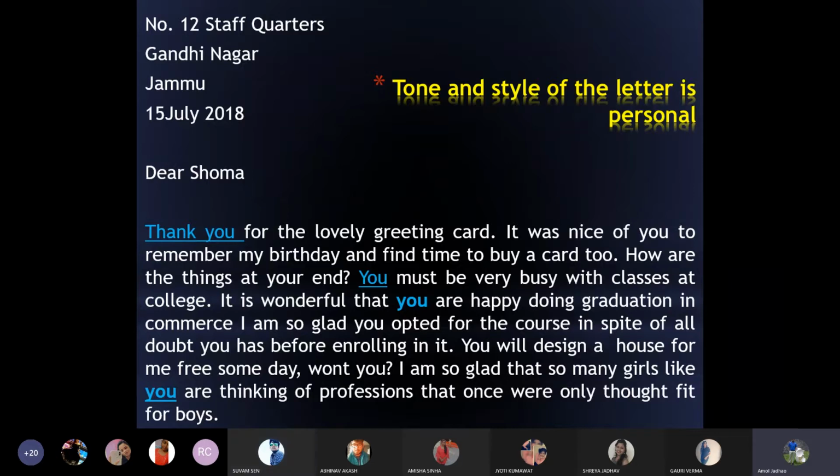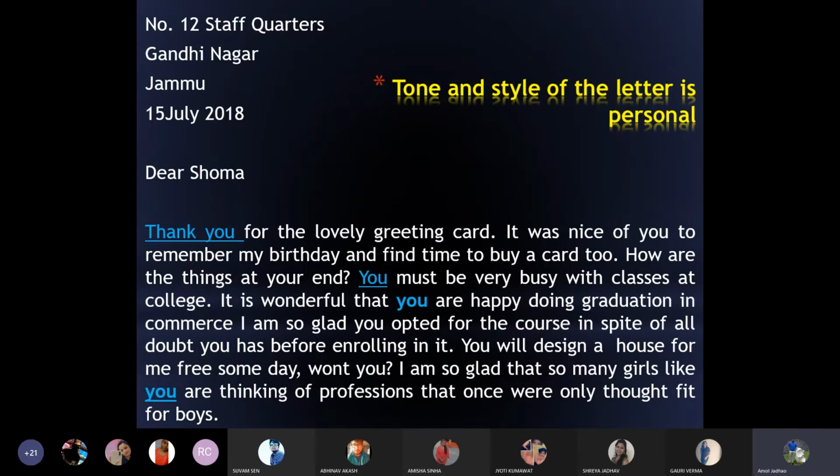But in the Indian context, we write the date in a different format. If it is July 15, we write 15 oblique 7 oblique 2018. However, the date can be written in a different format also: July 15th, comma, 2018.